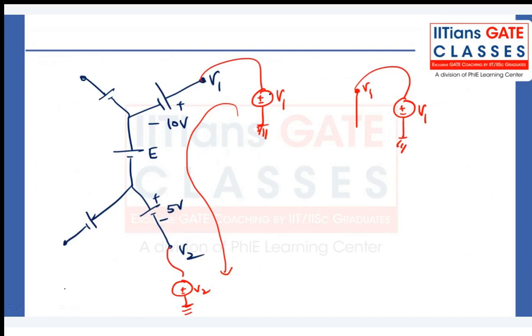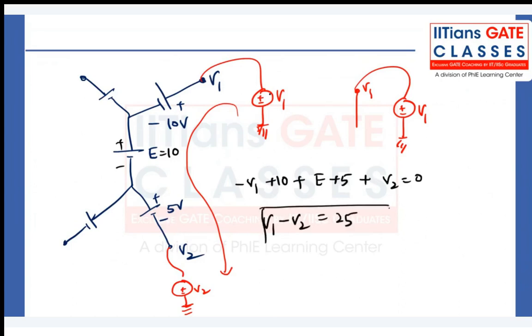So as I told you, first sign: minus V1 plus 10, right? And this is again plus E plus 5, plus V2 equal to 0. So you can take the variable on one side and everything else on the other. If E is known, suppose E is 10, right? So V1 minus V2 equals 10 plus 10 plus 5, so that is 25, you can say. So this is the relation. And if you know V2, you can find V1. So this is how one can apply the KVL.